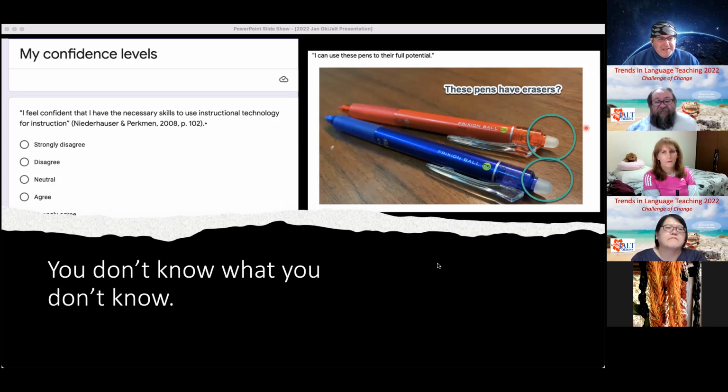And I think, something as simple as a pen, that for a year, I didn't know 50% of these pens' capability. I was only using the writing part with no idea I could erase it. And I didn't know what I didn't know. It didn't even occur to me that this might be an eraser. So apply that to teaching and pedagogy and what you do in the class.